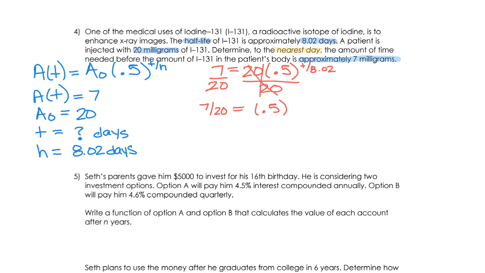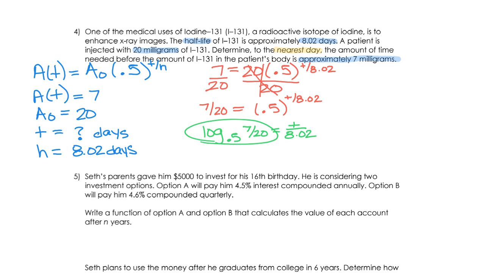This is going to be 0.5 still. This is going to be T divided by 8.02. Okay, so now we're ready for logs. So we're going to write log. Our base or subscript on the log there is 0.5. Our number is 7 over 20. And we're equal to the exponent, which is T divided by 8.02.